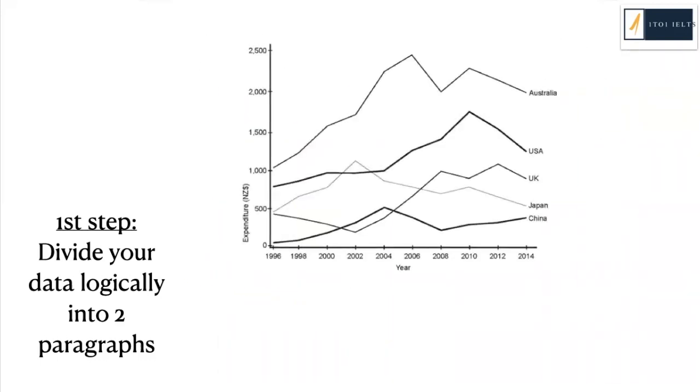So let's have a look at our data and see how we can logically group this. So remember, we've got to group it into 2 sections. At the moment, we have 5 countries. So the logical thing to do at the moment is think about having 2 countries in one paragraph and 3 countries in the other paragraph.